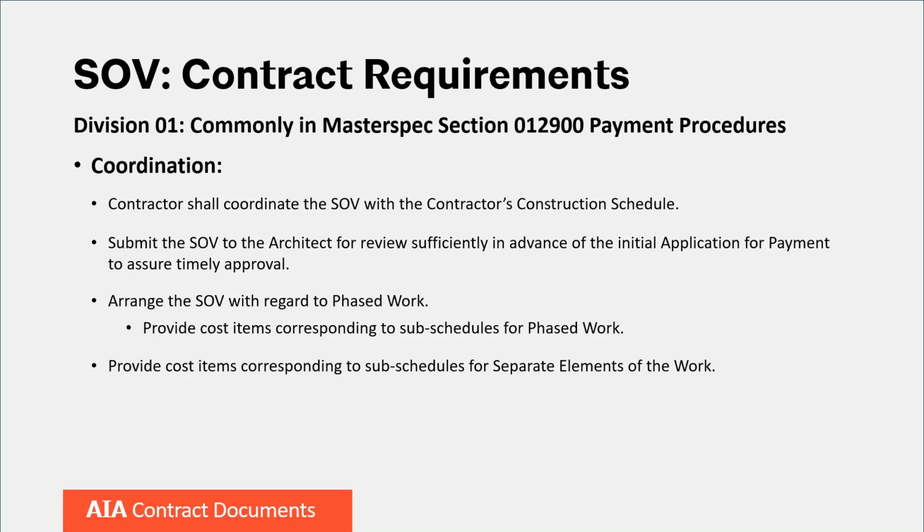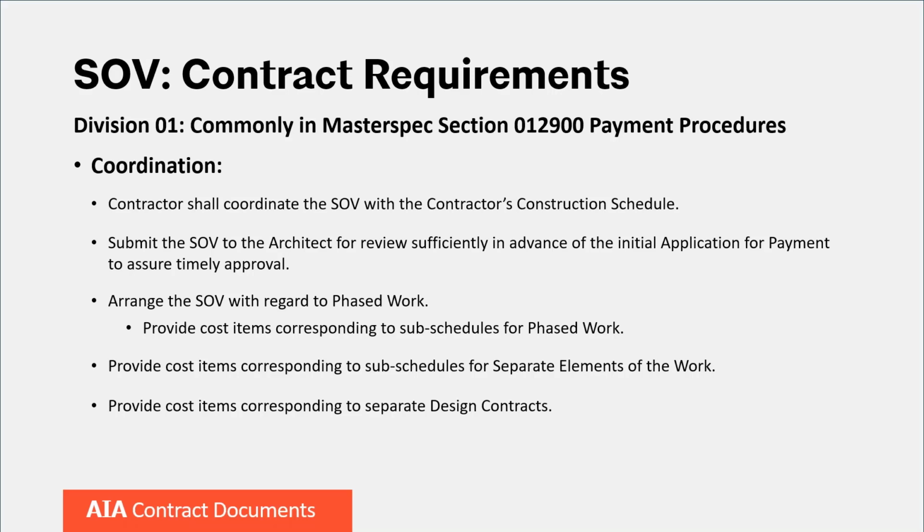If they're separate elements of the work, cost items corresponding to subschedules for those separate elements are to be provided. And lastly, if the contract work is defined by the contract documents and prepared under multiple design contracts, cost items corresponding to those separate design contracts would be provided.